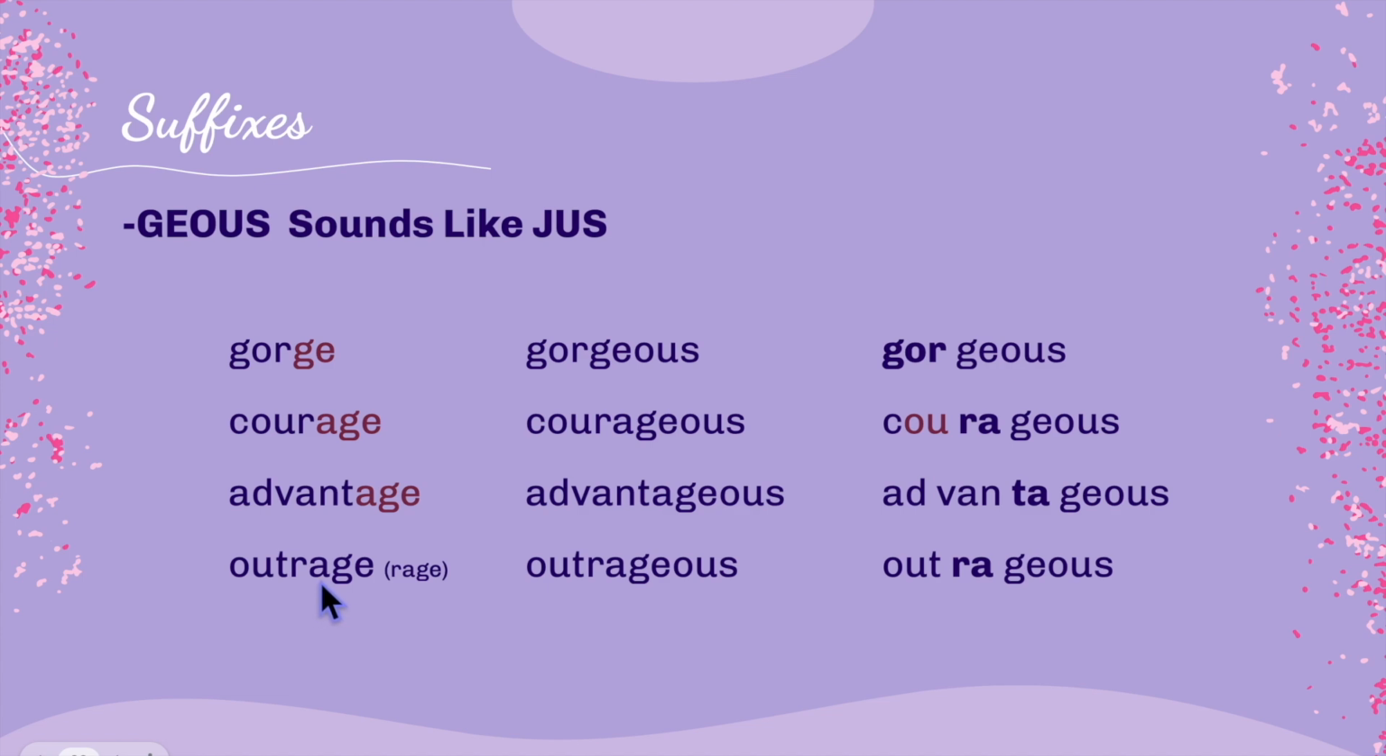Note the long A sound here. In these ones we had edge, courage, advantage. Here it has a clear long A sound because the root of rage has a long A sound. We add our suffix. Now we divide between the two consonants, and before our suffix, outrageous.